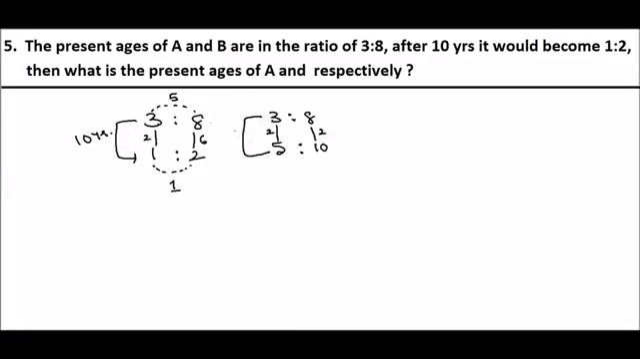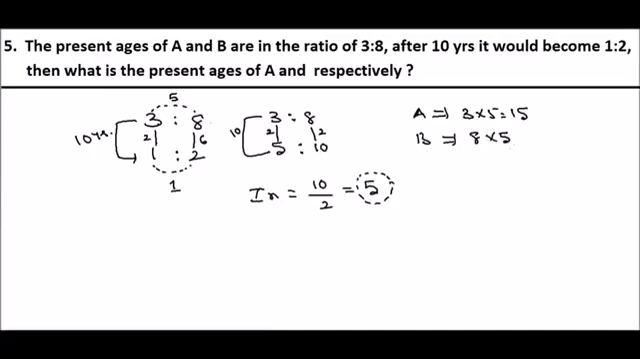Now the difference is 10 years. What is the interval here? Interval is equal to 10 by 2, which is 5. Now what is the present age of A? A's present age is 3 into 5, that is 15. Then B's present age is 8 into 5, that is 40. It should be 40, the right answer.